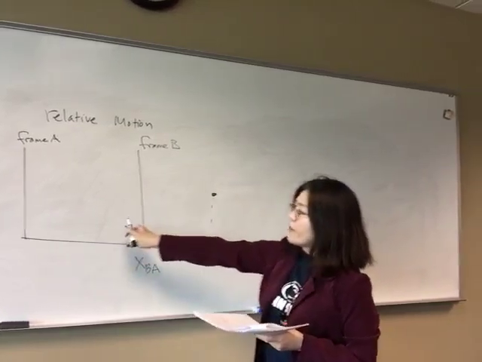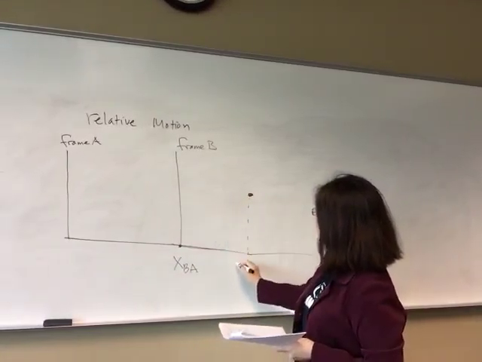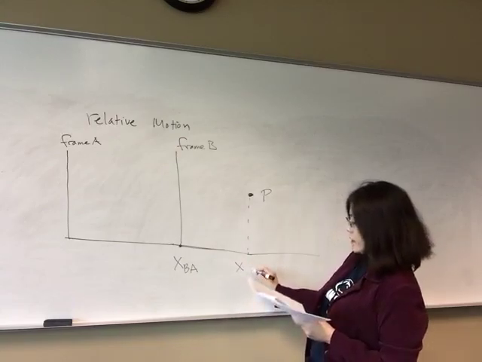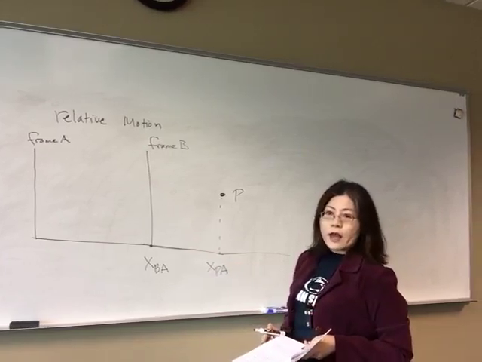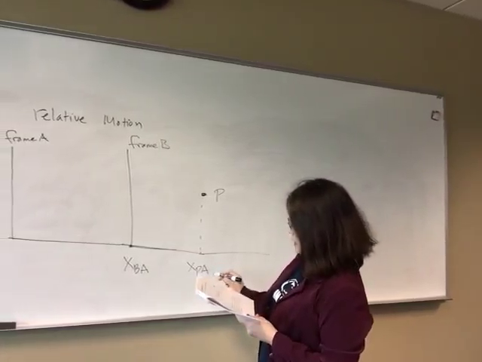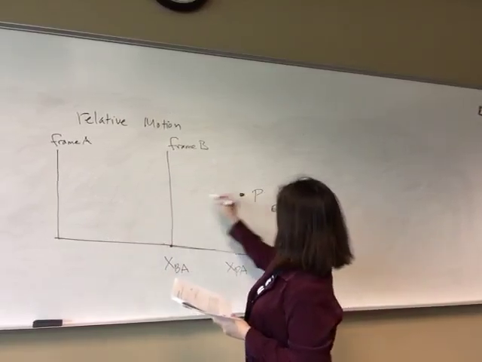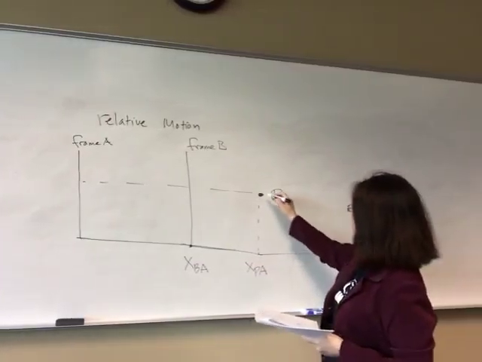So this is the difference between them, and this is where the object is located. So in terms of A, you will say that this is x. We call that object P. So this is the position of the object in frame A. Okay, and also there's one that's in frame B.